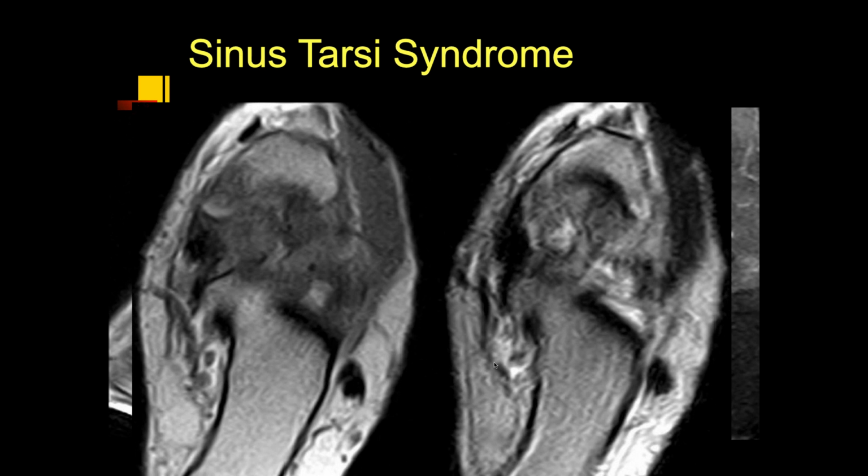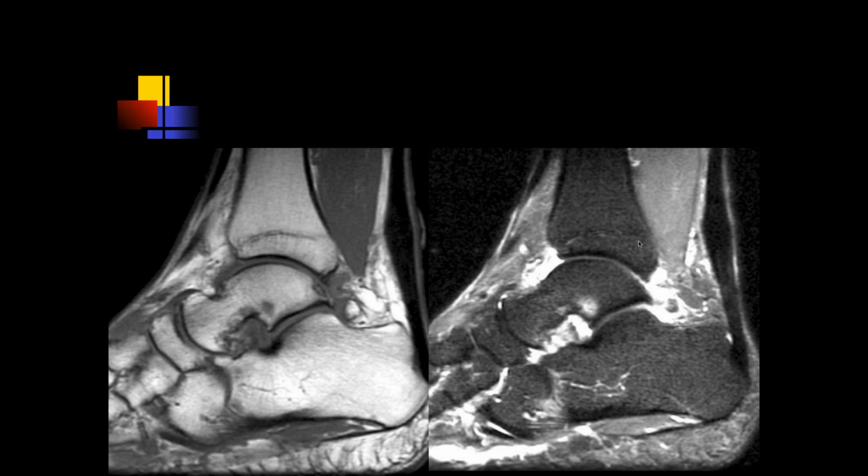Again, another case of chronic sinus tarsi syndrome, and this was due to rheumatoid arthritis. And there's actually a lot of synovial thickening in through here. And there's a lot of motion, isn't there? Yeah, a lot of instability. A lot of pain. Okay, Ashu, what do you think of this case?